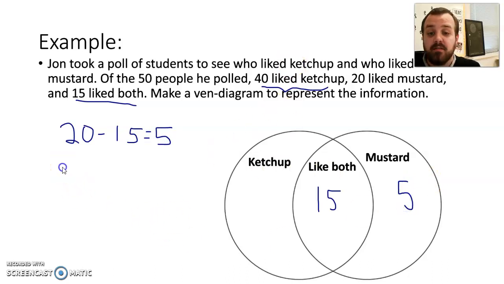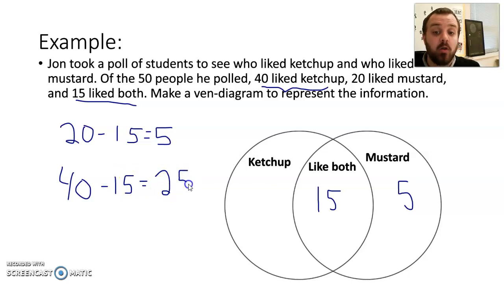Same thing with the other one. If 40 people like ketchup, but 15 of them are already being accounted for in the both spot, then 25 of them like only ketchup, and I can put that here. Now, you'll notice again, so here's my finished Venn diagram, but 50 people I polled, if I add these numbers up, I'm going to get 45.